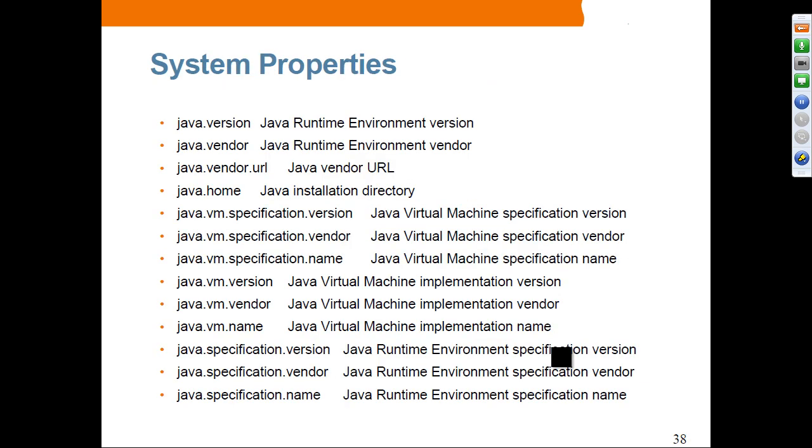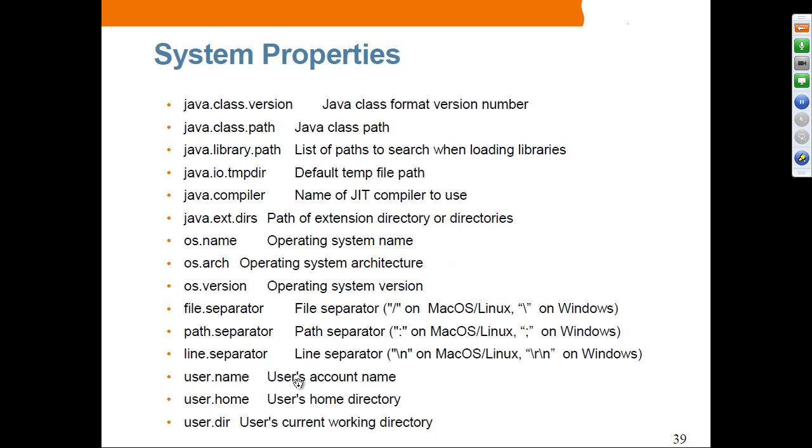These are the system properties. You can find out the version of your Java, the vendor of the Java JVM, and all kinds of information. We're going to take a look at this one later on. So, a lot of information. You can even find out the operating system name, operating system architecture, operating system version. It even has a file separator.